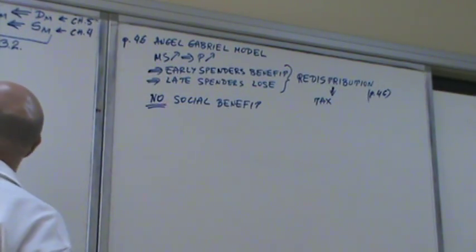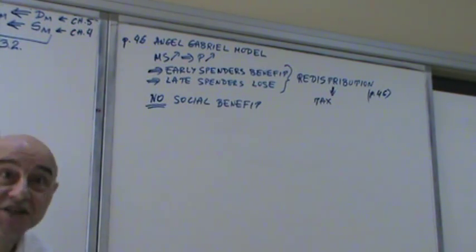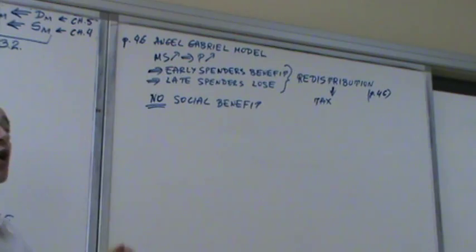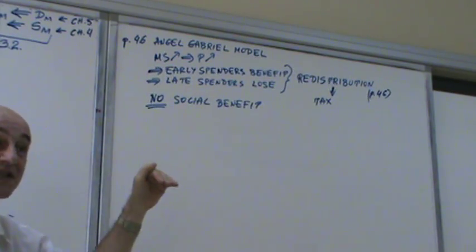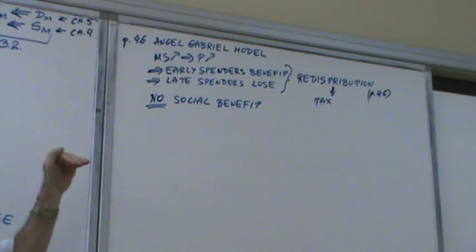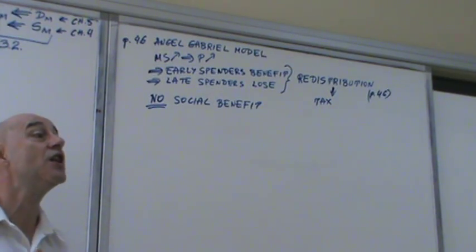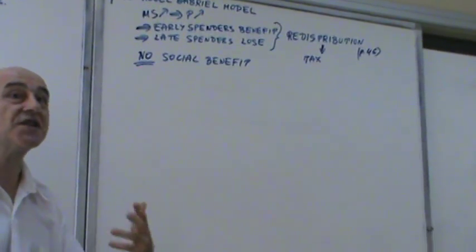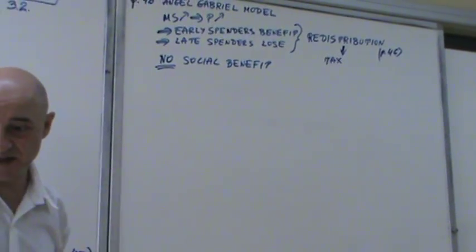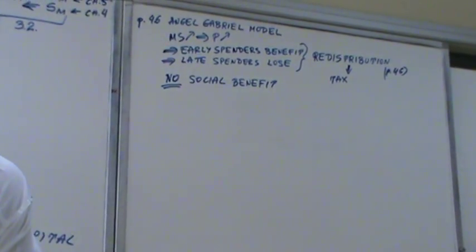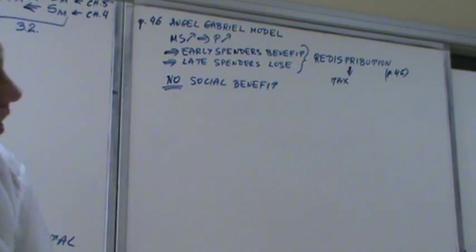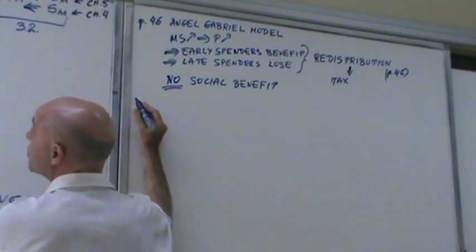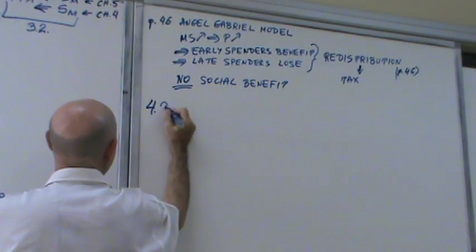So, what is the optimal money supply? The short answer is anything. Whatever the money supply is, any money supply is optimal as prices will adjust to that money supply. In other words, purchasing power will adjust. That's section number one. Or section number two, 4.2.